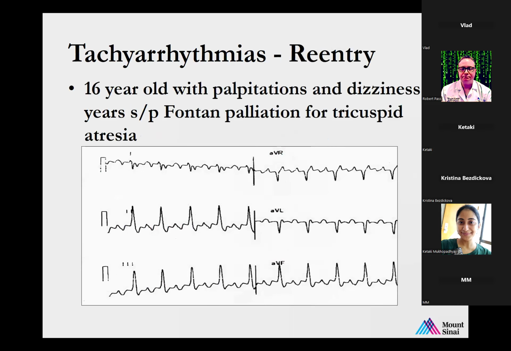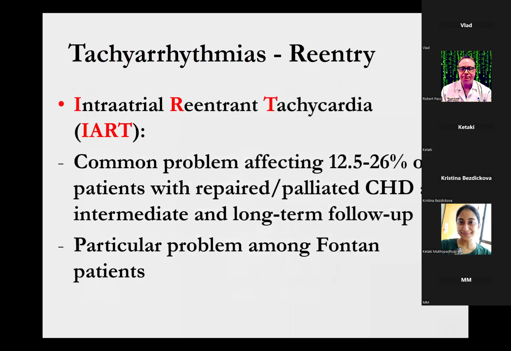This is an example of reentry in an older Fontan patient, a 16-year-old with palpitations and dizziness, 10 years after a Fontan for tricuspid atresia. And what we see is that, of course, this is a terrible tracing. I really have to update this slide because you can't tell what the rate is. This is only a rate of about 110, but this is atrial flutter, or what we, in the world of electrophysiology, would say is intra-atrial reentrant tachycardia, or IART.